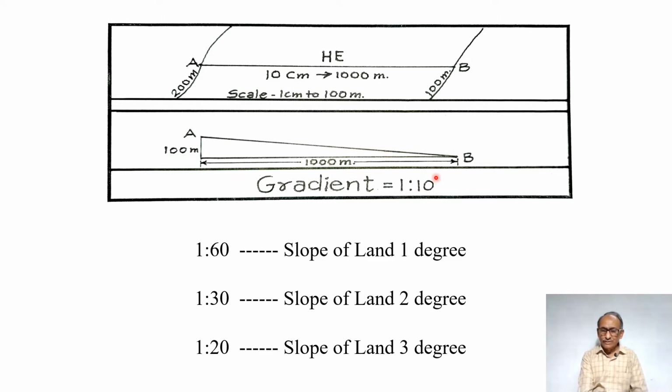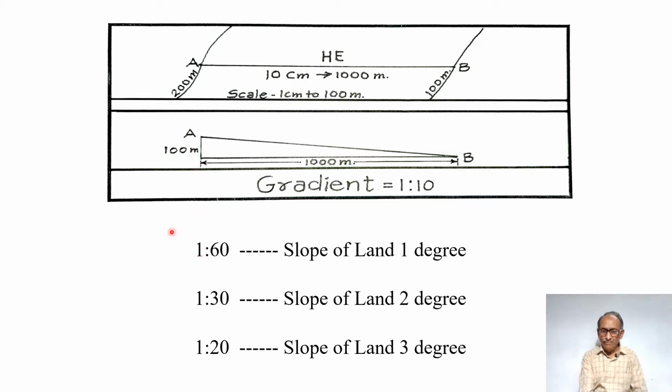In simple words, it means that if you start walking from B and walk about 1000 meters, when you reach point A you will observe that the height of the land has increased by 100 meters. So we say the gradient is 1 is to 10. If you consider this height as 1, then the horizontal distance is 10. Or we can say that the horizontal distance is 10 times more than the height between these 2 points.